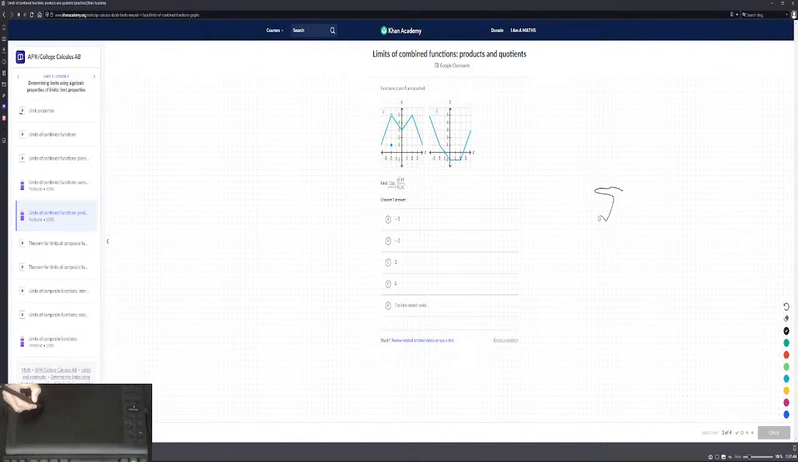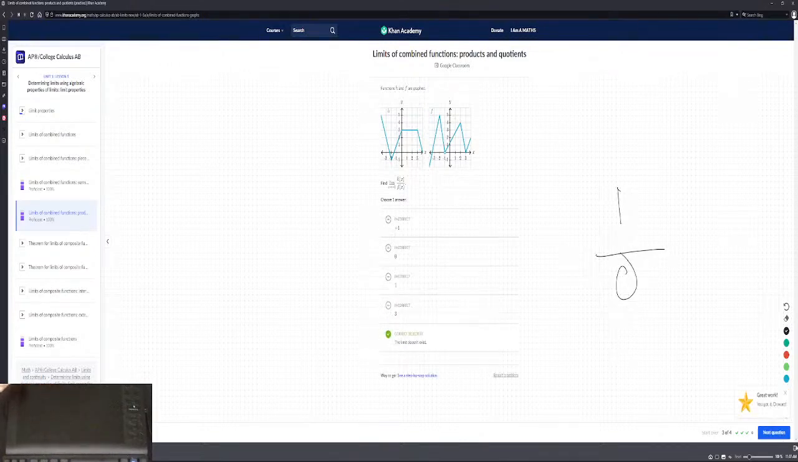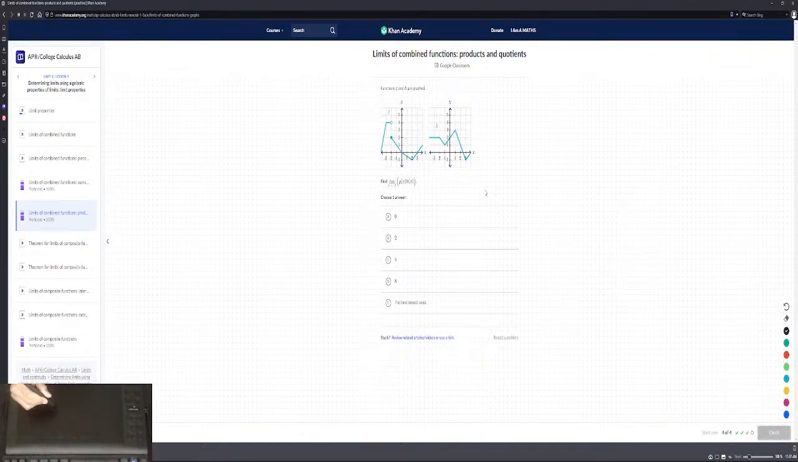5 and 1, 5. 1 and 0. No, it does not exist. The answer would not be the same, so the limit does not exist.